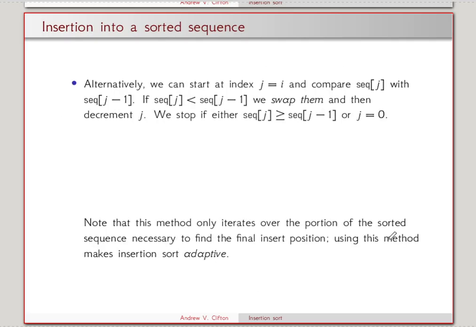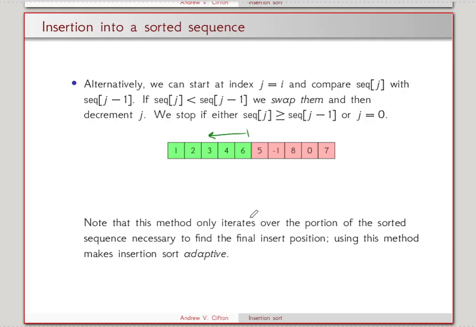Another option would be to start at the end of the sorted section and pull the value down. I grab the thing and drag it down. I would say, oh, 3 is less than 6, I'm going to swap those. Oh, 3 is less than 4, I'm going to swap those. Oh, 3 is greater than or equal to 2, that means that's where the 3 goes. So I grabbed the 3 from here and pulled it that way.